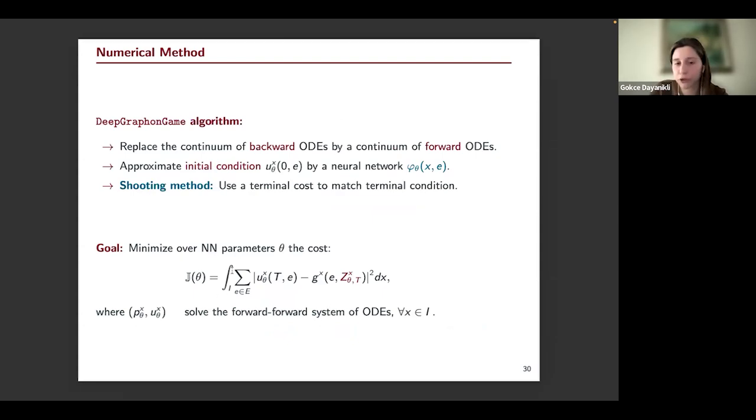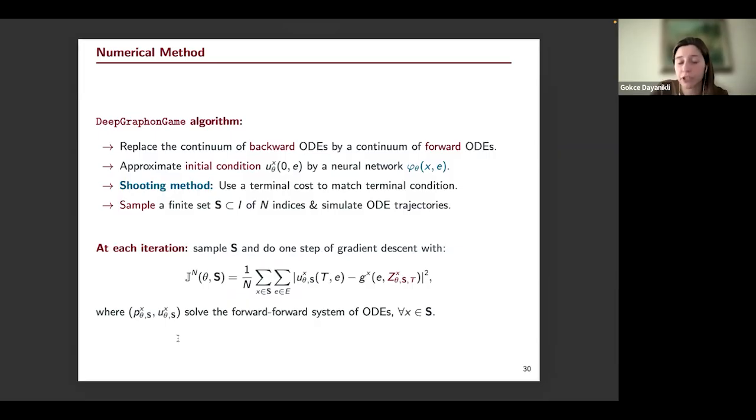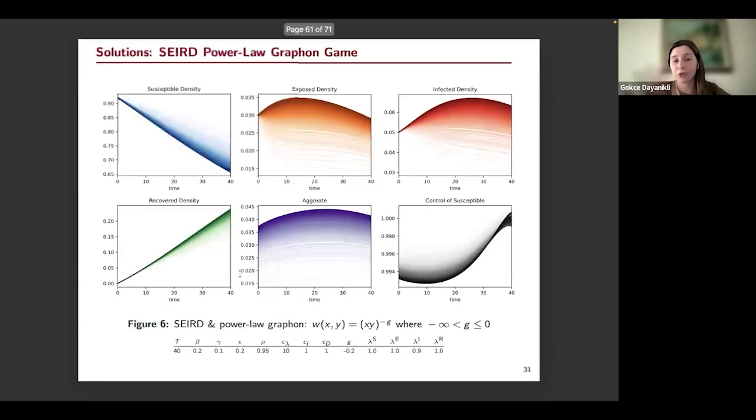Of course, we can't do this for the continuum of particles. So what we do is the mini-batch stochastic gradient descent, and we are going to sample S many agents, n many agents that are in the set S, and we are going to do it for them. So I was showing this last example here.